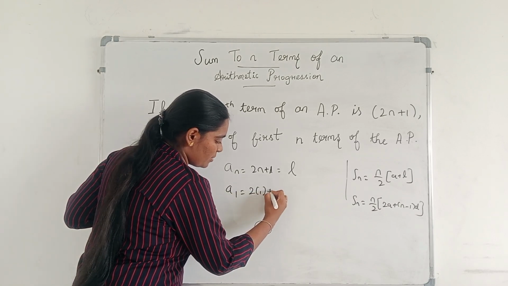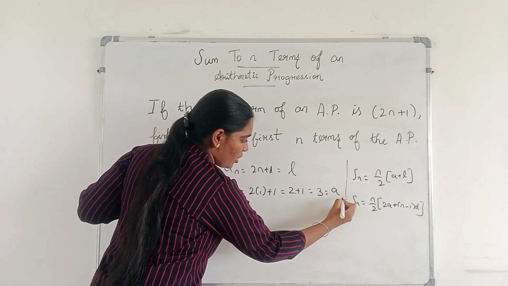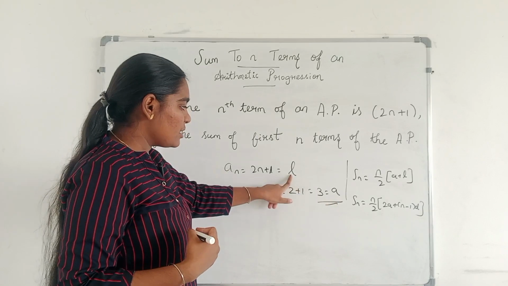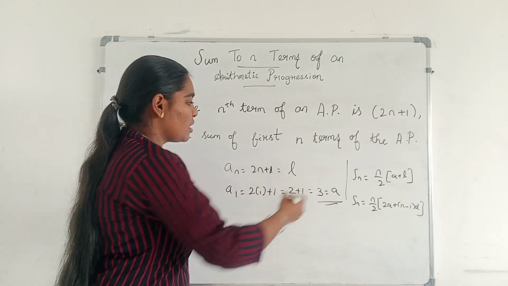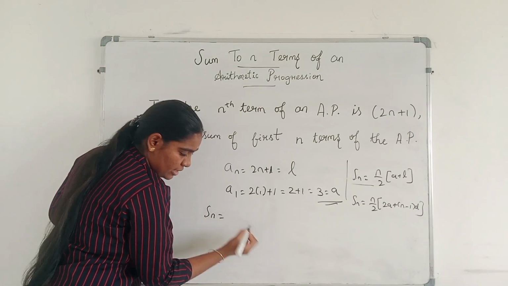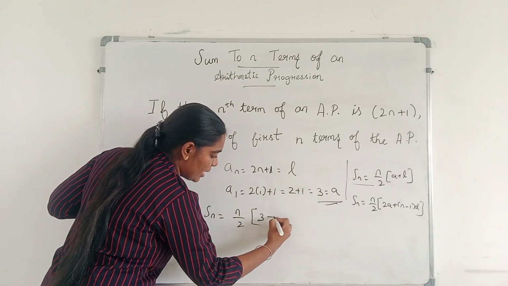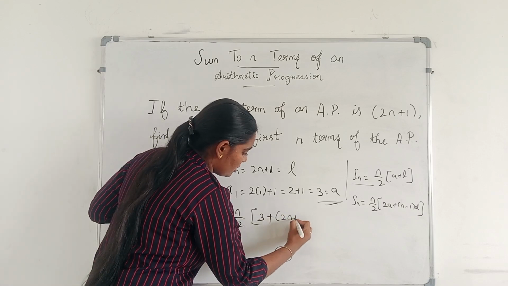So, 2 into 1 plus 1, 2 plus 1 equal to 3. This is what our a is. So, now I have my a and l, that is first term and last term. I can apply these values in the formula. So, sum of n terms equal to n by 2 into a value, which is 3, plus last term, which is 2n plus 1.